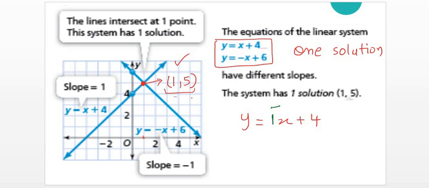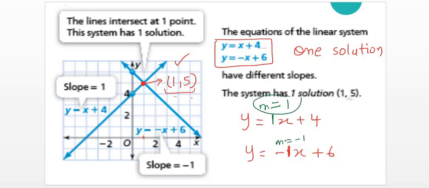The coefficient of this variable x gives us the slope. So what is the slope, or what is the value of m? In this case it's 1. When you look at the second equation, it says y equals negative x plus 6. So the coefficient of x here is negative 1. So the value of m is negative 1.